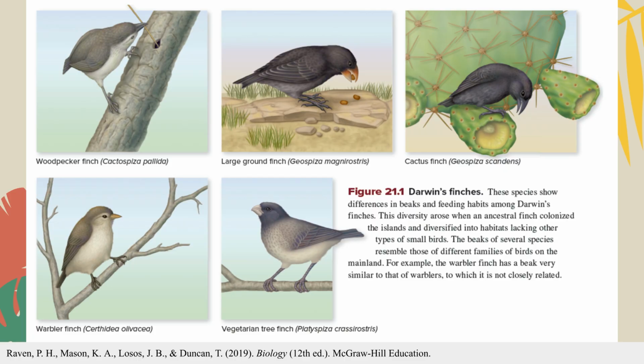This diagram shows Darwin's finches, which evolved from a single ancestral species. As finches spread across different islands, they encountered different food sources. Natural selection favored beak shapes best suited for each diet. Over time, these differences became more pronounced, leading to multiple finch species.